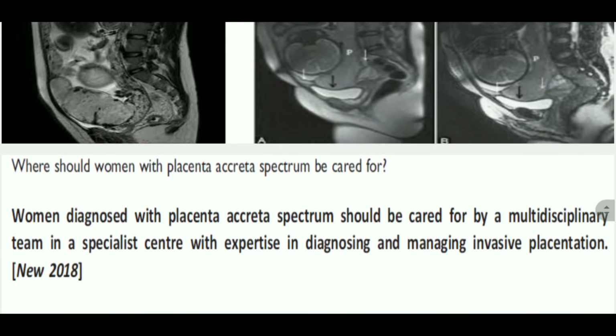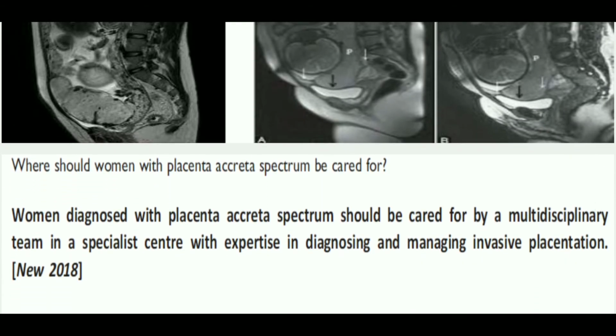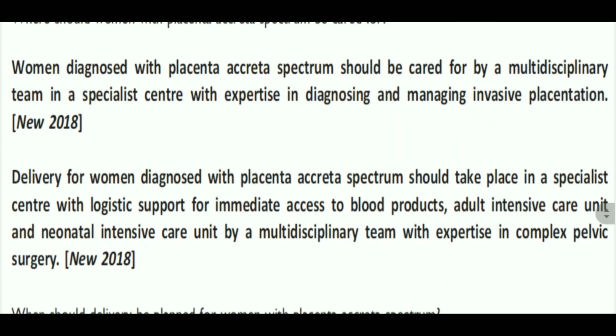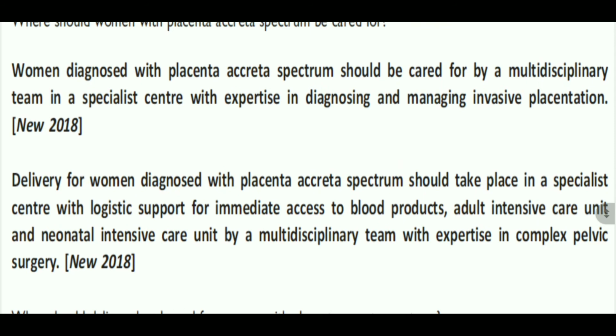Now, where should women with placenta accreta spectrum be cared for? It's written that the woman diagnosed with placenta accreta spectrum should be cared for by a multidisciplinary team in a specialist center with expertise in diagnosing and managing placenta invasion. Okay, and delivery for the woman diagnosed with placenta accreta spectrum should take place in the specialist center with logistic support for immediate access to blood transfusion, adult intensive care and neonatal care unit, by a multidisciplinary team with expertise in complex pelvic surgery.